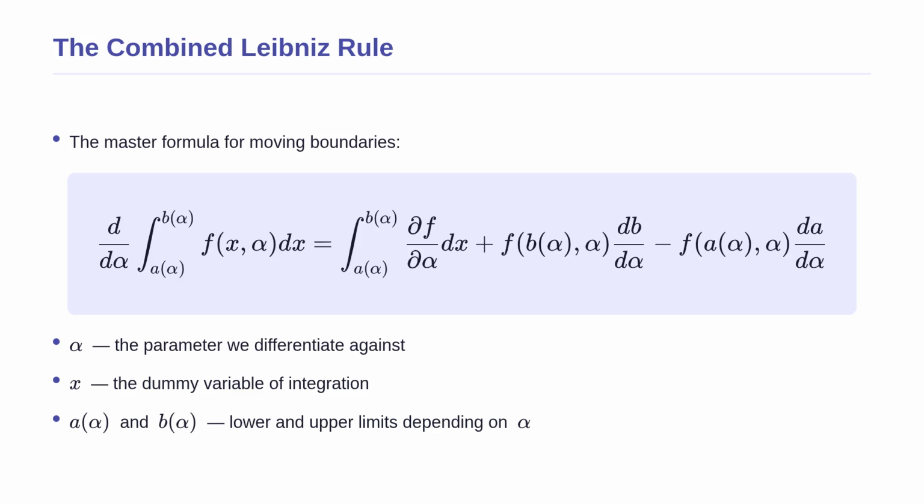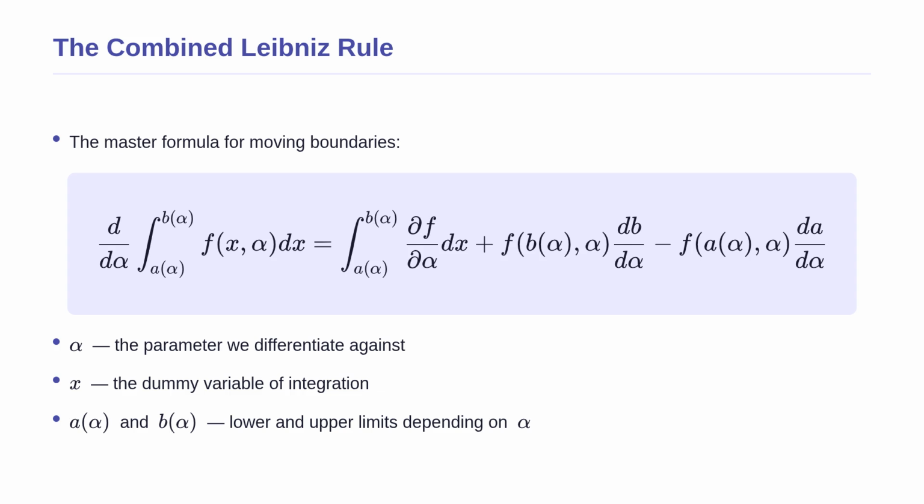This concept leads us directly to the master equation governing the process, known as the combined Leibniz rule. Conceptually, this formula calculates the total rate of change of an area where both the curve itself and the boundaries are moving. Let us break down the symbols. Alpha is our parameter, the dial we are turning. X is the dummy variable that disappears after integration. The functions a of alpha and b of alpha are the moving lower and upper limits.